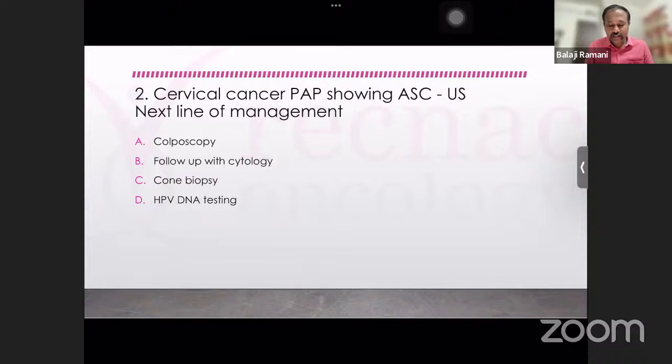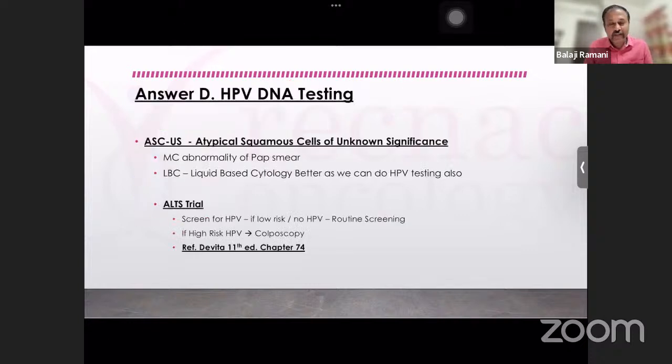So cervical cancer, there's a question on cervical cancer. You have a patient who has a PAP smear showing ASCUS. So what will be the next line of management for this particular patient? Is it going to be colposcopy, follow-up cytology, cone biopsy, or HPV DNA testing? This is not for cervical cancer, basically for PAP smear. So you do a PAP smear, and it shows ASCUS. What is going to be the next step in management? Here the answer is going to be, of course, your HPV DNA testing.